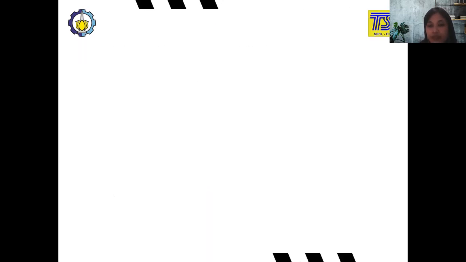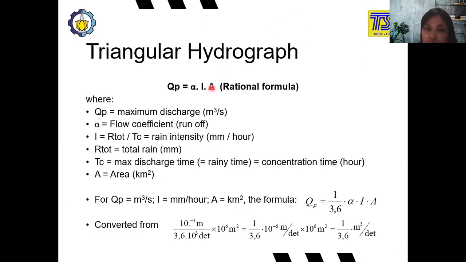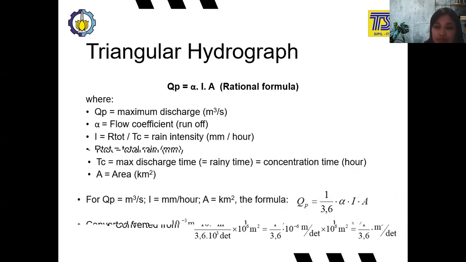This rational formula is important because you will need to use it again and again in the next lectures. You will use it for drainage, and you will also use it for calculating other peak discharges in a hydrograph. So it will be useful if you remember this rational formula.